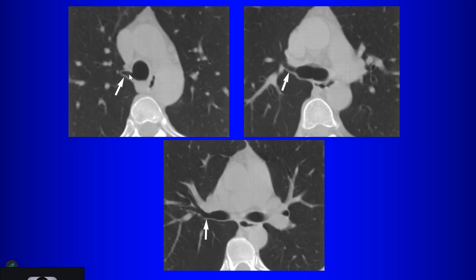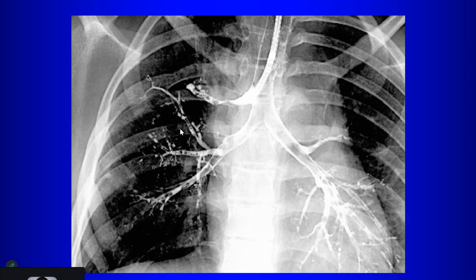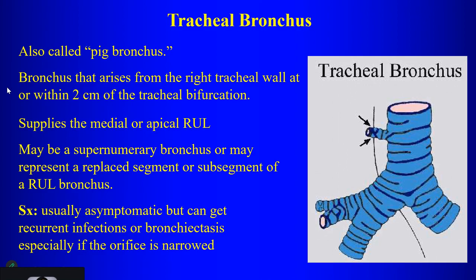It tends to come off the trachea, supply the apical segment of the right upper lobe, all right? Sometimes it can replace the apical segmental bronchus. Notice this one is missing. There's no apical segmental bronchus in this patient. Or it can be an accessory bronchus. It can be an additional bronchus supplying the apical segment of the right upper lobe. Here's a bronchogram showing you that tracheal bronchus going to the right upper lobe in that particular patient.